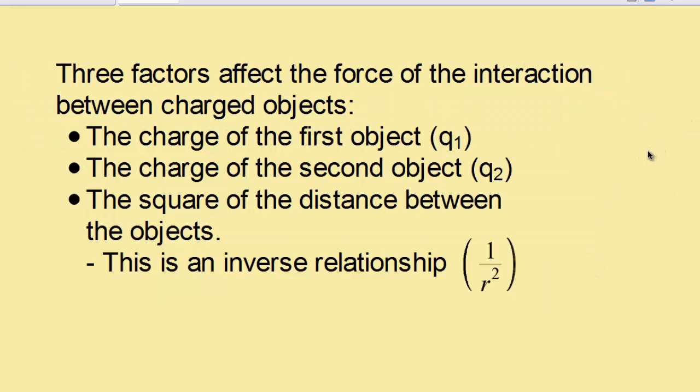There are three factors that affect the force of the interaction between the charged objects. You have to have two objects at least, so the charge of the first object makes a difference, as well as the charge of the second object, and then the square of the distance that's between them. This is an inverse square relationship, and that's signified by this 1 over r squared symbol.